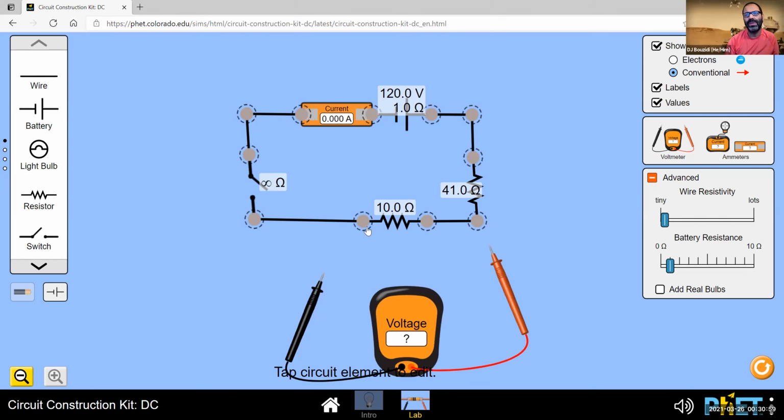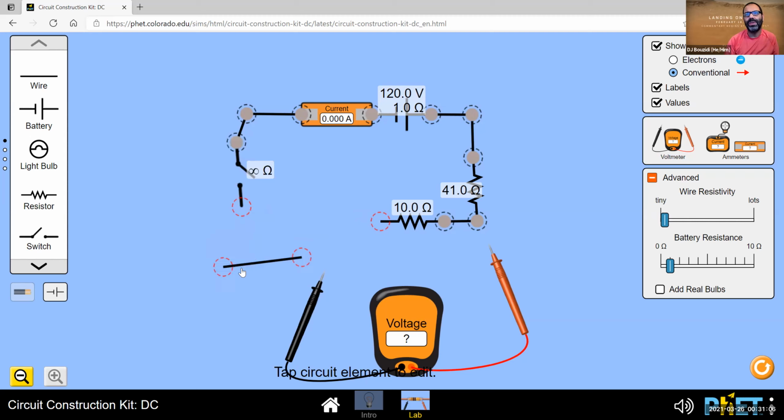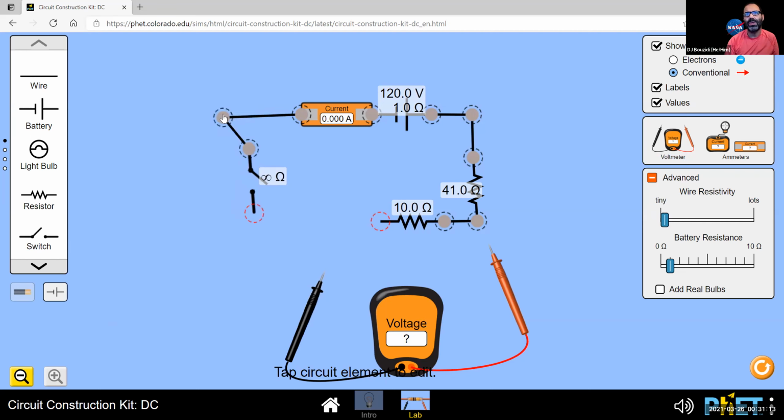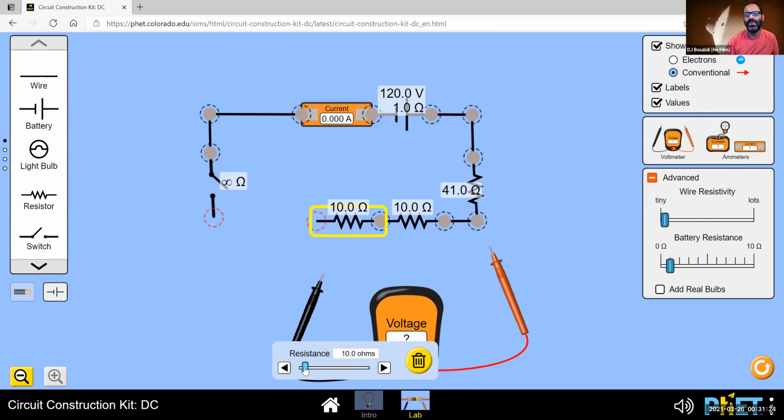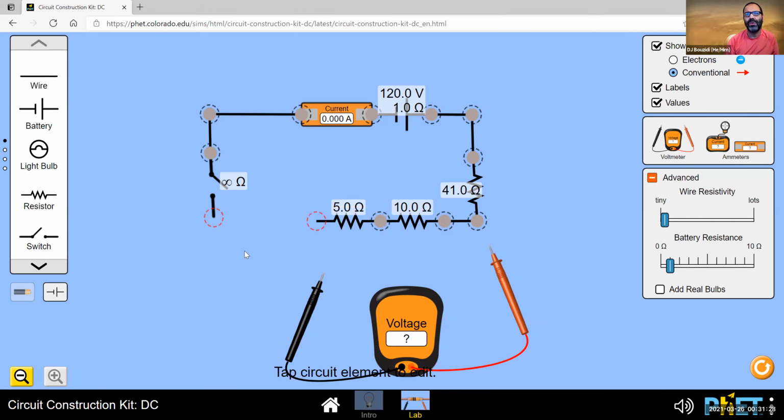Remove the voltmeter, come in here and cut this junction, and actually probably cut it from here too, and remove this wire completely. Actually, I can delete it, okay? Probably I need more spacing in here, because I'm going to put another resistor in there. I'm going to take this one, connect it in there, and make sure the reading on this one is actually 5 ohms. Okay, perfect, 5 ohms. Now I need another wire.